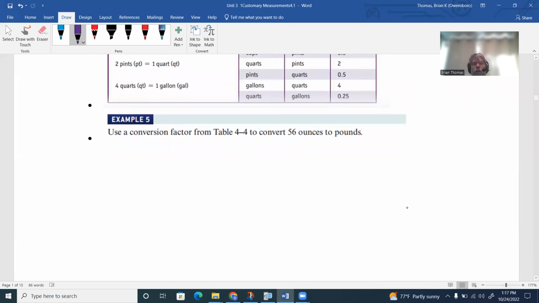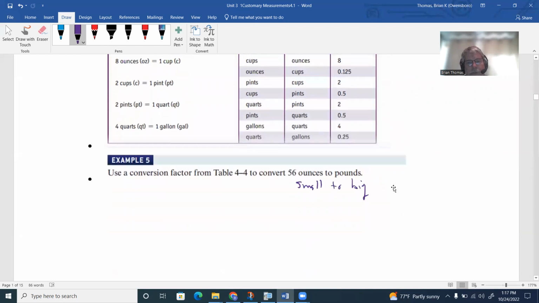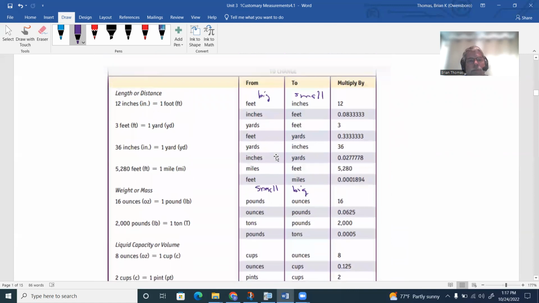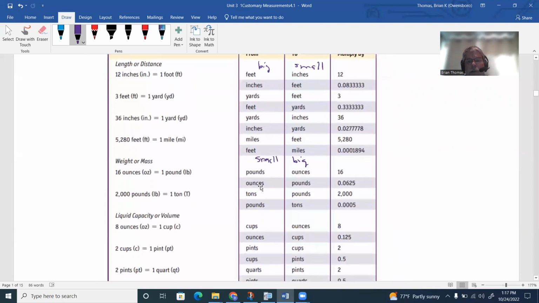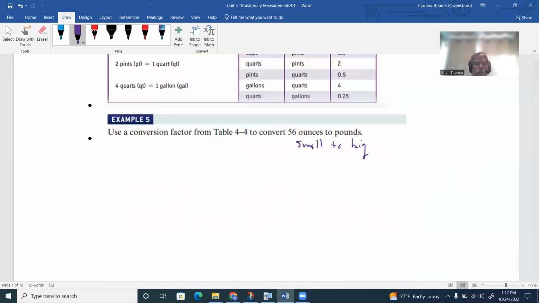So if I want to convert 56 ounces to pounds, notice how that's small to big. Small to big, that means we'll probably have to be using the decimal conversion. So ounces to pounds, notice how our conversion factor is going to be 0.0625. So if I want to convert 56 ounces to pounds, that's going to be 56 times 0.0625. And that would give us our answer by just simply multiplying by the conversion factor.